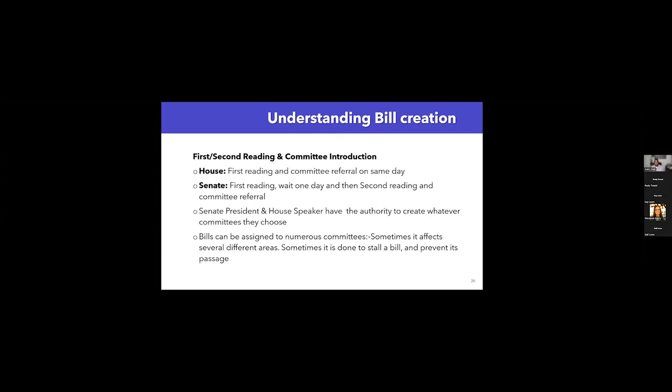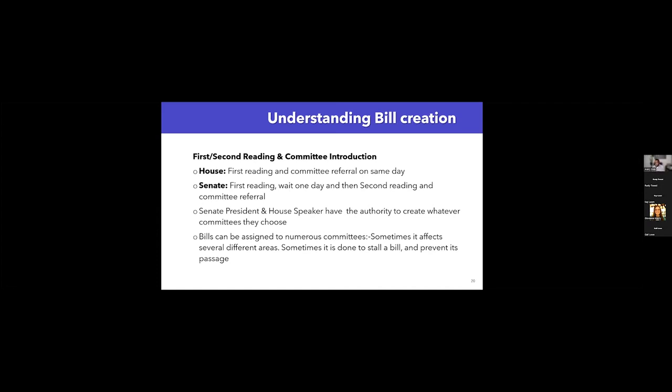The Senate President and the Speaker of the House have the authority to create whichever committees they want. So one year you might have a committee that didn't exist the previous year, or vice versa. Also, the Speaker or the President of the Senate can assign bills to numerous committees. So they can assign it to tons of committees.